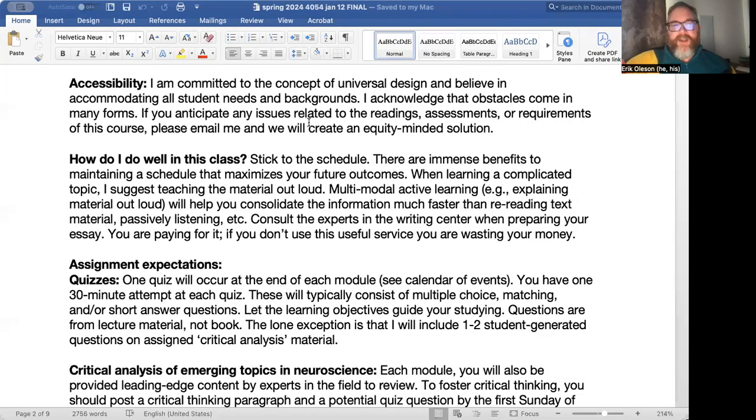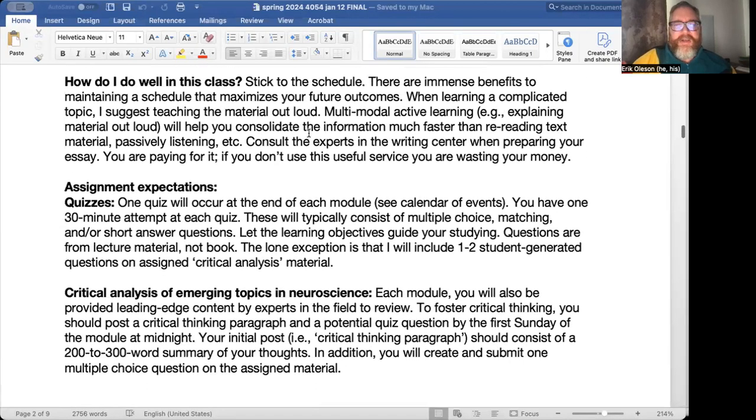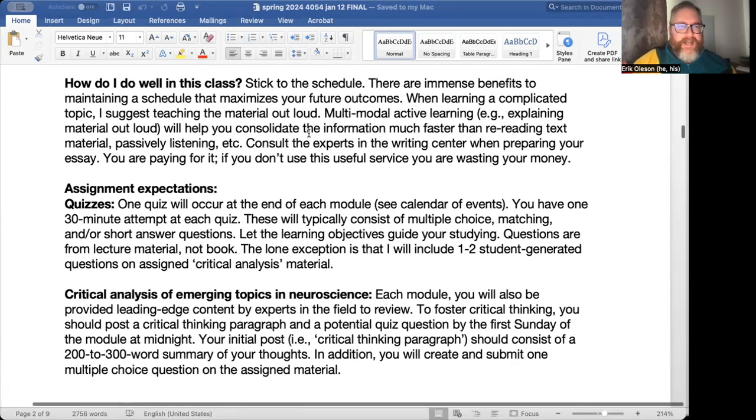I think of accommodation broadly, even if you don't necessarily have a contract worked out with the accessibility office and you think that you need some sort of additional accommodation, let me know. Let's at least talk about it. Don't feel ashamed or afraid to contact me or scared about these things. Life happens, and I realize that.